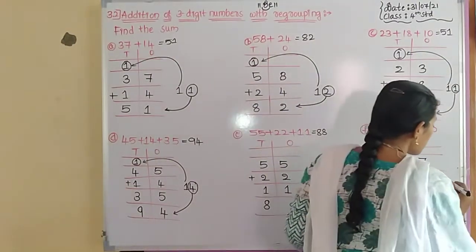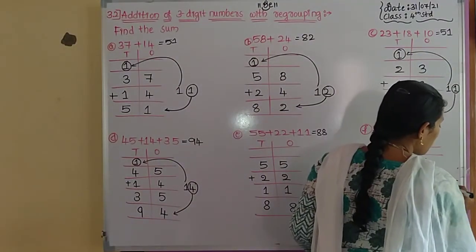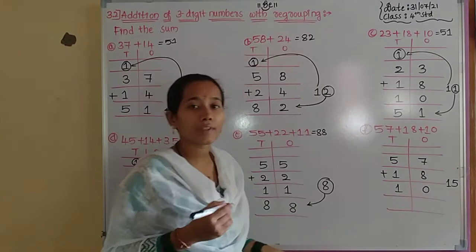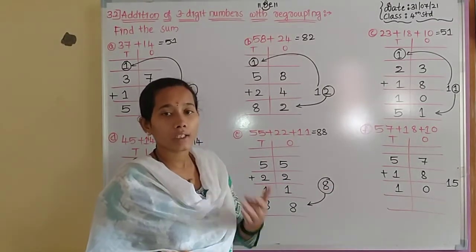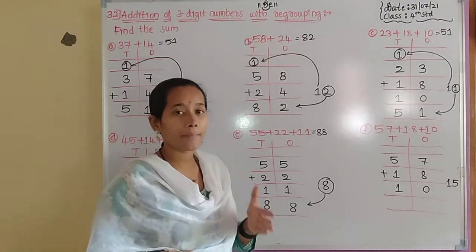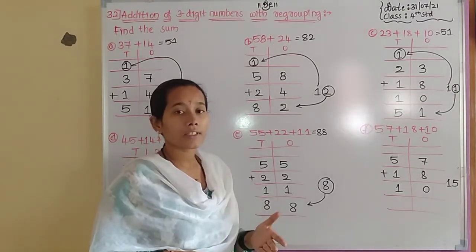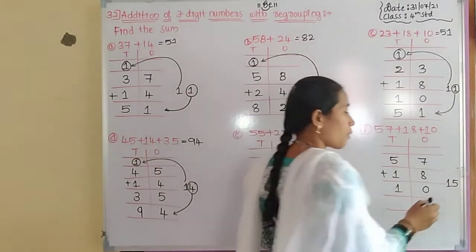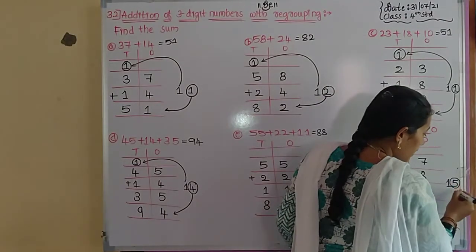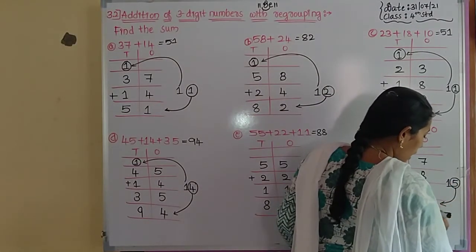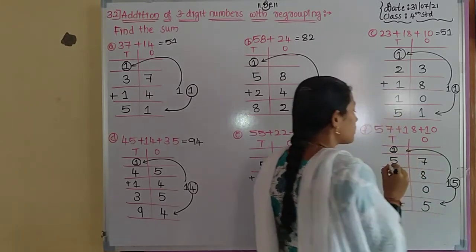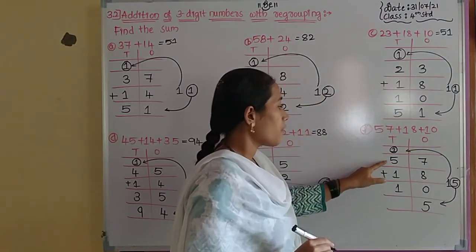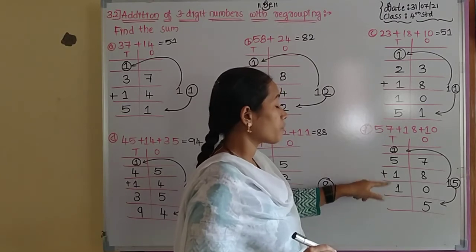Which property is it? Very good. In the previous class we discussed the properties of addition. So when any number is added to 0, we get the what? Sum as that number only. Itself is the sum. So it is the 0 property. In 15, write 5 here and 1 is the what? Very good, carrying.